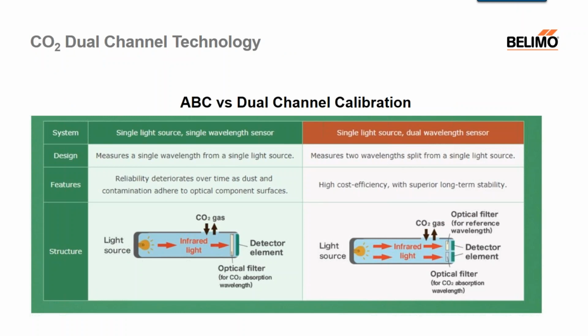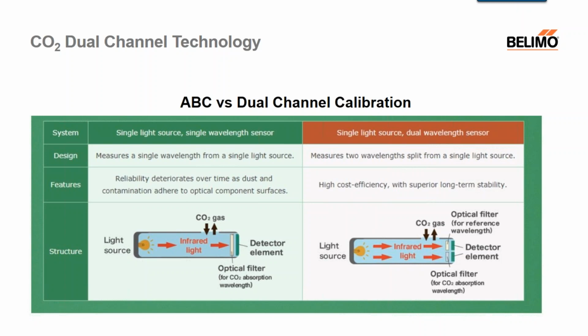Let us look in more detail about the difference between ABC logic calibration and also the dual channel calibration technology. You'll see the different ABC logic on the screen towards the left, which is a single light source, single wavelength sensor, and on the right we have a single light source, dual wavelength sensor, which is the dual channel.